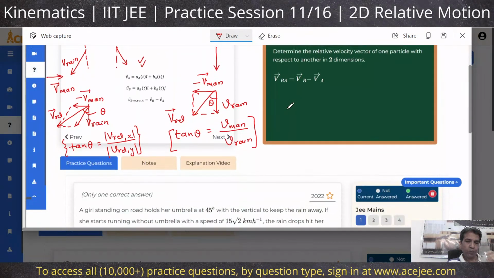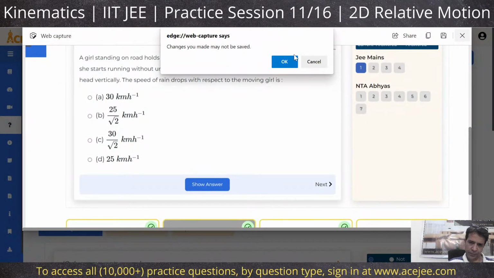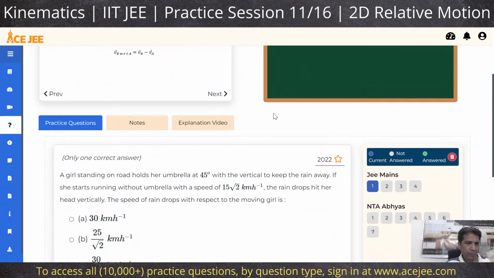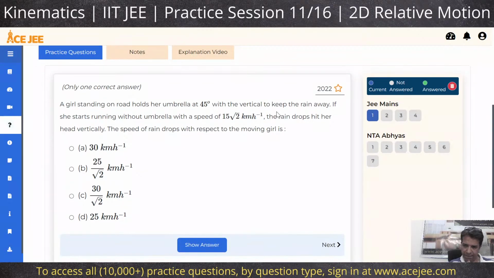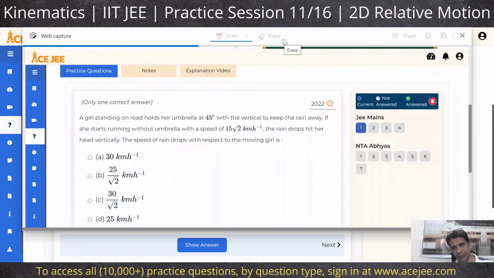Let's go ahead and solve a problem or two. Let's look at this problem. It's a JEE Main 2022 problem. I'm going to go ahead and race you guys for this question, okay? There we go.